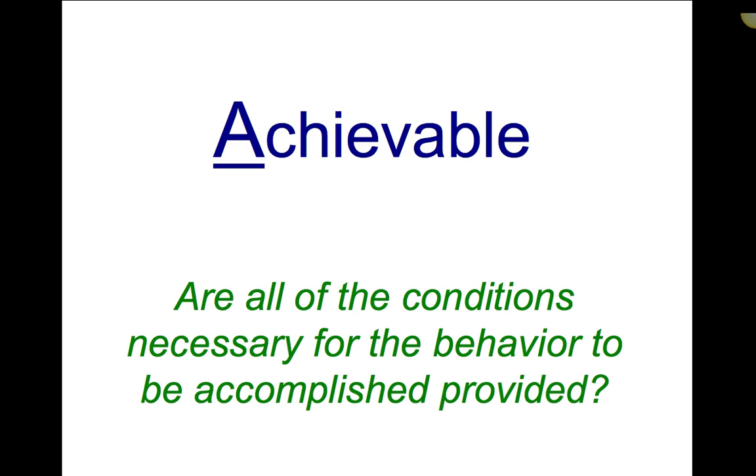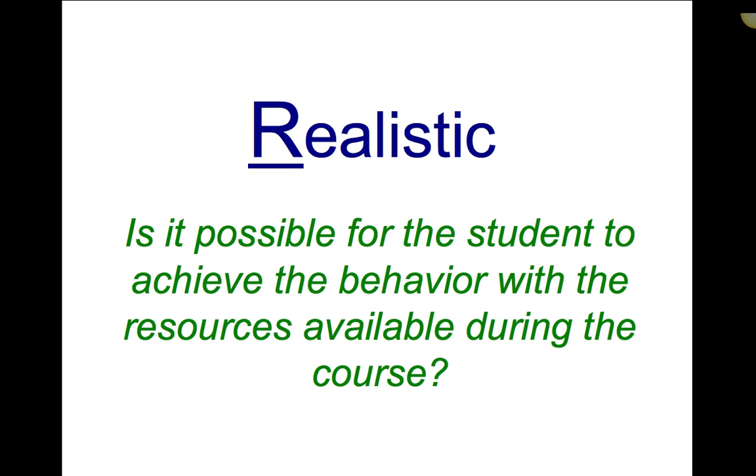You also want to make sure that you've listed out an objective that's achievable, and that means that all of the conditions necessary for the behavior to be accomplished are provided for. If you've written a good solid four-part objective and you've spent good time lining out your conditions, all of your objectives should be achievable. You also want to make sure that the behavior is realistic.